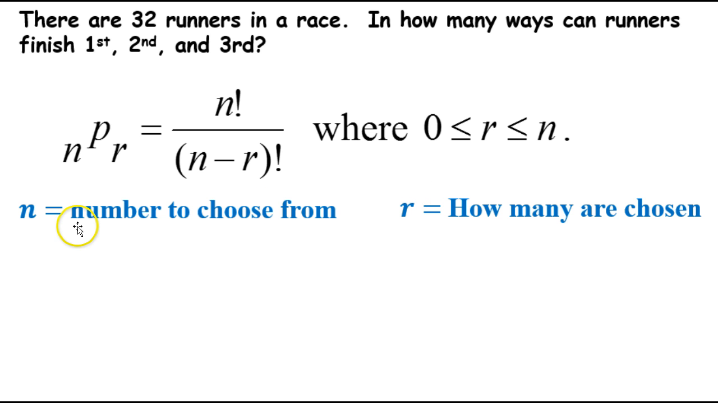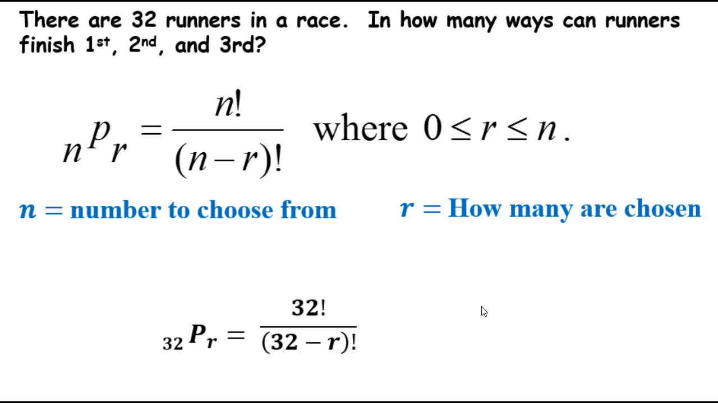Okay, and N represents the number to choose from. So on this particular one, let's go through it. Here's our formula. I just rewrote it down here. Same formula, though. N is the number to choose from. We have 32 runners in this race. So because we have 32 runners, our N value is going to be 32. And if the N value is 32, now I need to fill in both of these two right here. Both of those N's are going to be 32 as well.